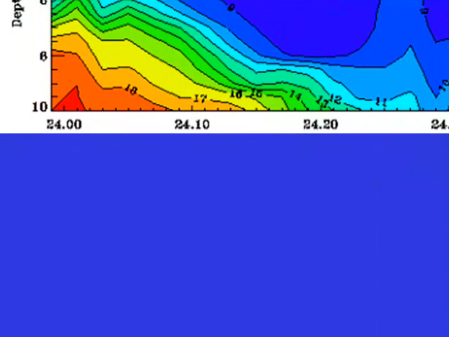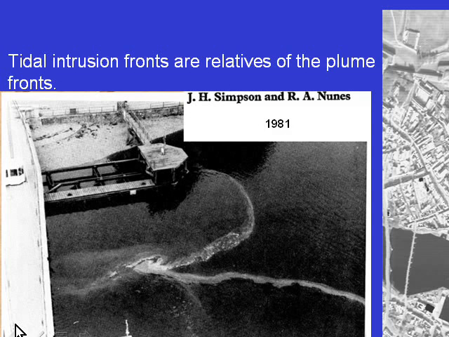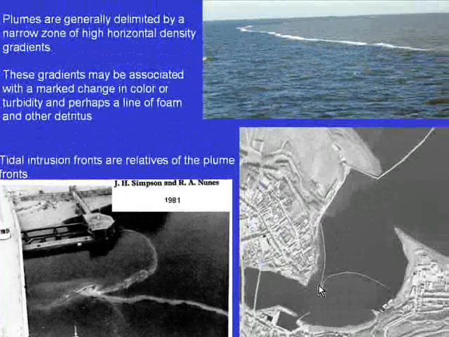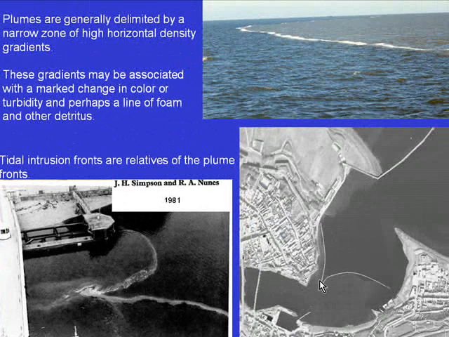intrusion. So in those photographs, if we go back, this surface expression of the tidal intrusion front means that near the bottom, the salt wedge is probably further upstream. Same here, the salt wedge is further upstream. So there's slanting like that, these fronts.